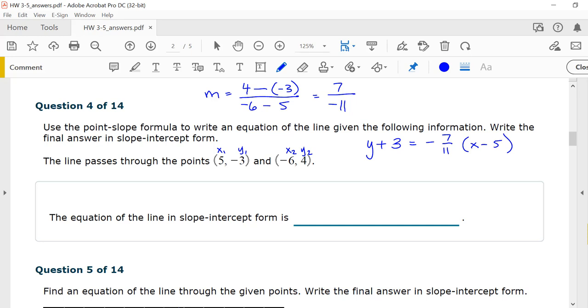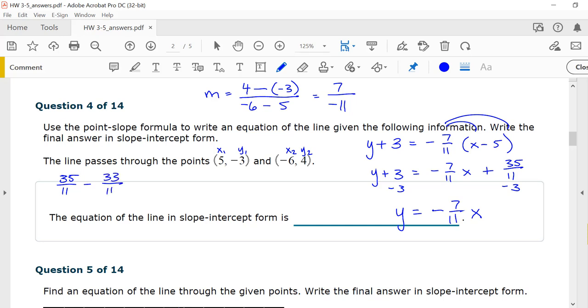I need to write that in slope-intercept form, so y plus 3 equals, now distribute, I get -7 over 11x plus 35 over 11. Now if I subtract 3 from both sides, I get y equals -7 over 11x. Okay, I'm going to do this by hand very quickly. I have 35 over 11 minus 33 over 11, because I want to subtract 3, so I would get 2 over 11. So plus 2/11. There's my answer.